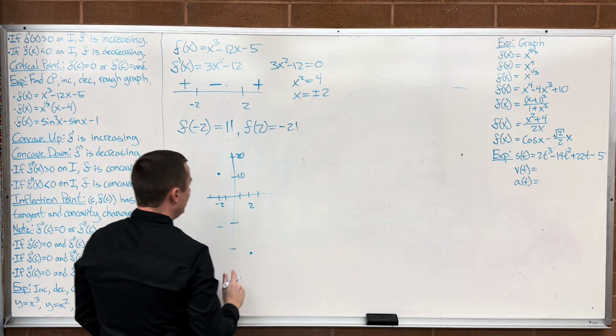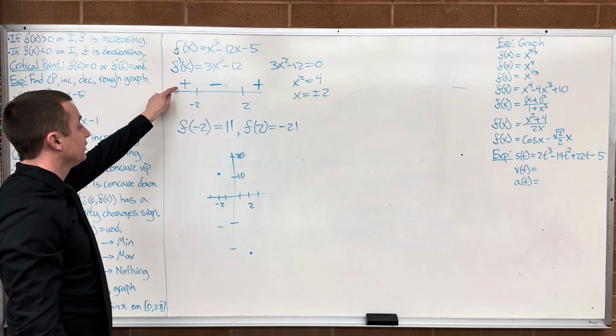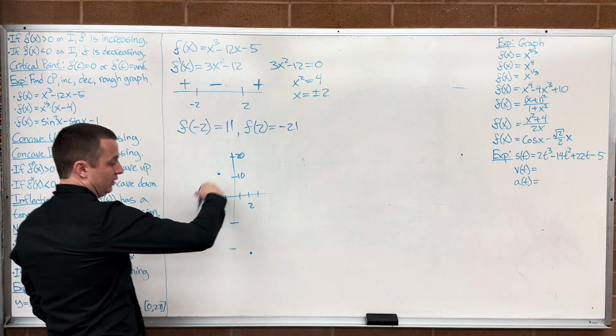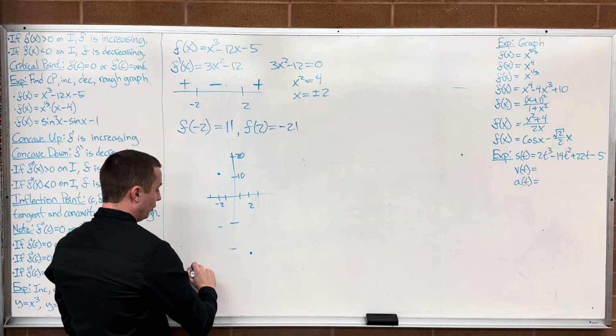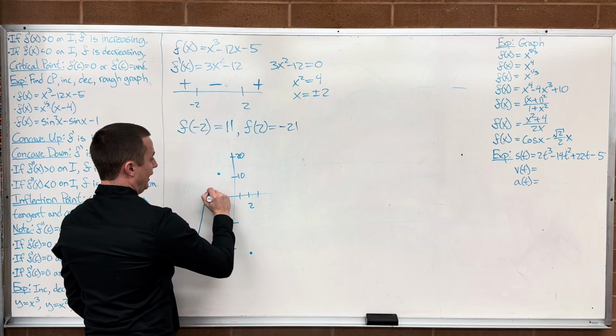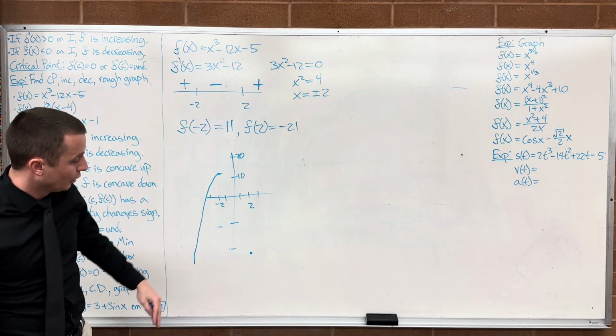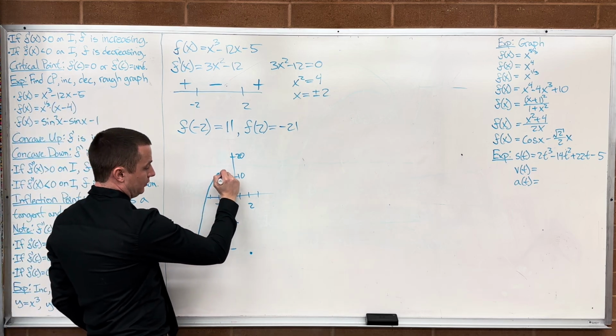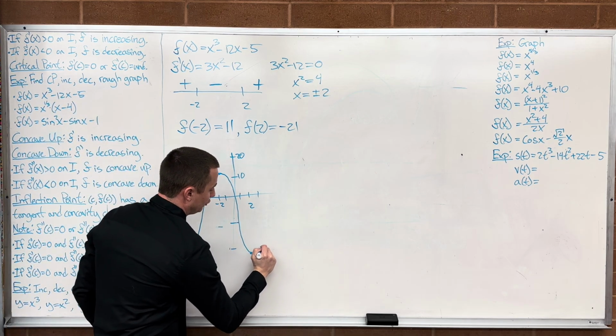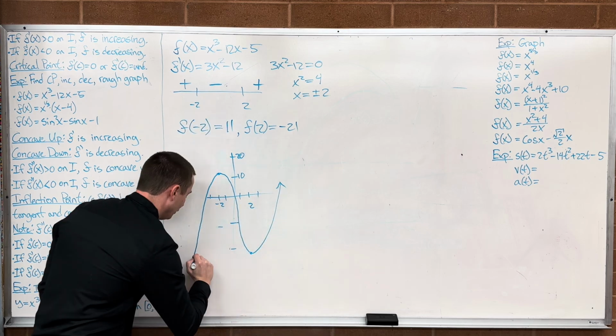So this function, what is it doing? It's increasing from negative infinity to negative 2. So whatever it's doing, it's coming up and it achieves a local max there. And then it starts going down. It's going to go down all the way to this point and then shoot back up. It's going to look roughly like that.